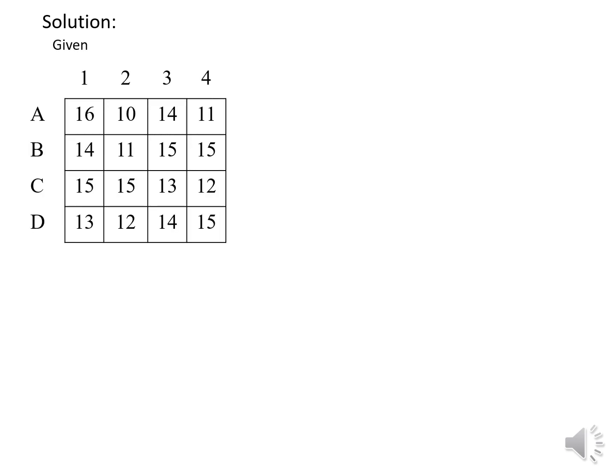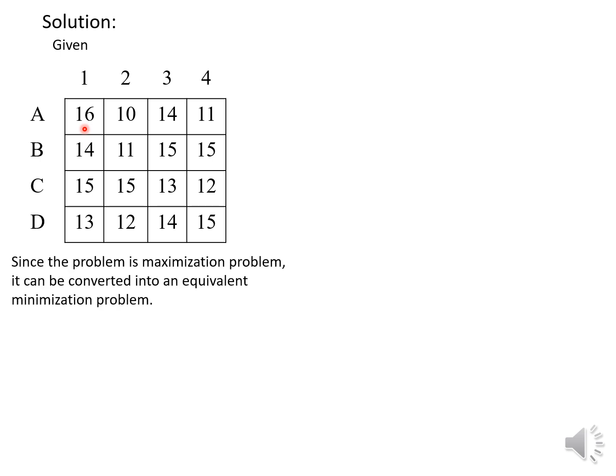Solution. Now see, in the given problem 16 is the maximum. So we have to select that element. Next we have to subtract each and every cell value from 16. Then 16 minus 16 becomes 0. Then 16 minus 10 becomes 6. Then 16 minus 14 becomes 2. Then 16 minus 11 becomes 5. Then 16 minus 14 becomes 2. Likewise we have to do it for the successive cell values.